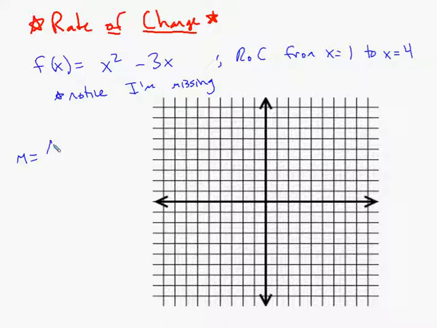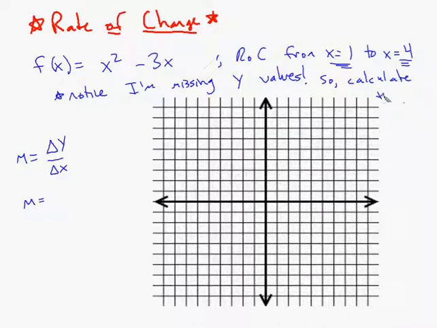Well, rate of change is slope, so change in y over change in x. You don't have y? I don't have y. I'm missing the y values. I know the x values because I'm given the x values. So I'm missing the y values, so calculate them with the x's. Alright, so let's calculate them. I need to find f of 1. So that's going to be 1 squared minus 3 times 1. It's 1 minus 3, which is negative 2. So my first point is (1, negative 2).